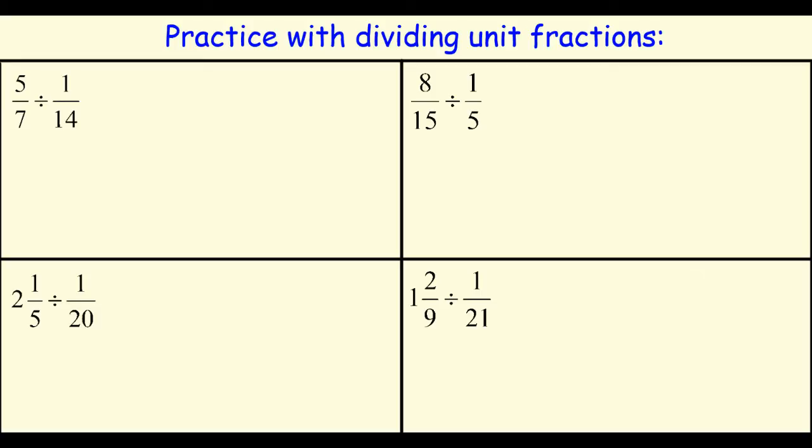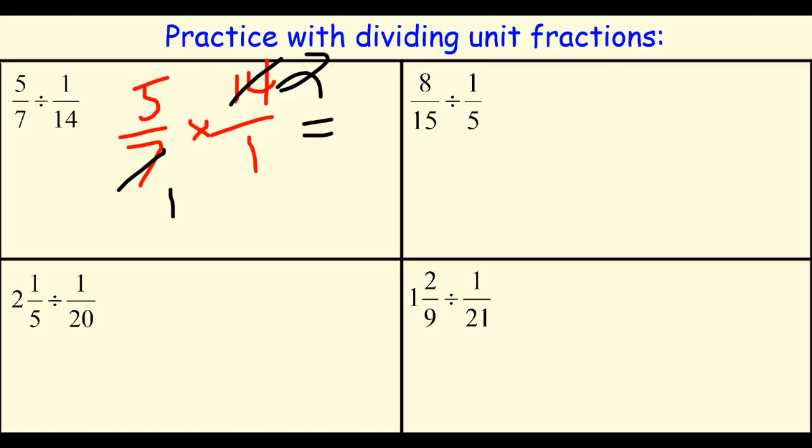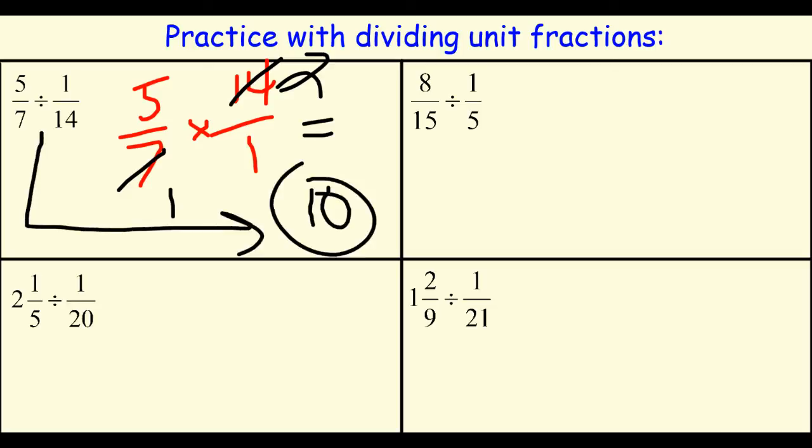So for 5/7 divided by 1/14, again, dividing by 1/14 is the same as multiplying by 14. 5/7 times 14 over 1. We can simplify the 14 and the 7 and get 5 times 2 is 10. 1 times 1 is 1. So 5/7 divided by 1/14 is 10. It takes 10/14 to make 5/7.